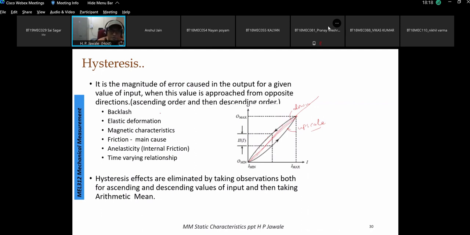This happens maybe because of backlash. For example, there are gears, and the teeth of one gear, the second gear's teeth, and in between there is one more meshing tooth. So this is nothing but a play that is available. Because of this, the motion of wheel number 2 is not transmitted any further; that is because of backlash. Then it can be because of elastic deformation.